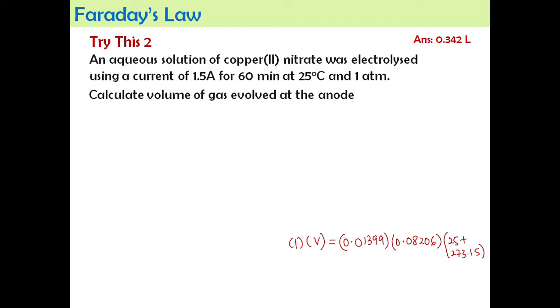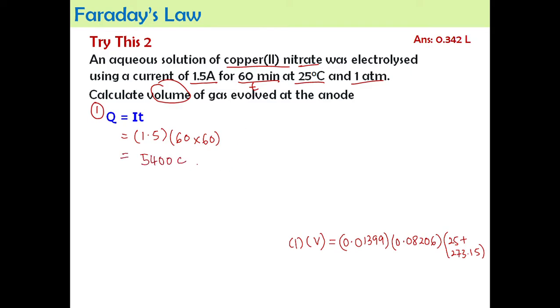Okay. Jadi untuk soalan ini, copper 2 nitrate was electrolyzed by using a current of 1.5 A for 60 minutes at 25 degrees Celsius, 1 atm. Okay, so apa yang lainnya? Lain dia sikit sahaja. Kalau tadi kita nak cari mass, yang ni kita nak cari volume of the gas evolved at anode. Okay, jadi step 1 sama je. Kita kena cari charge dia dulu berapa. So, awak pun masukkanlah information yang ada dalam soalan. Remember, tukar time pergi second. So, ni tekan calculator akan dapat 5,400 coulomb.